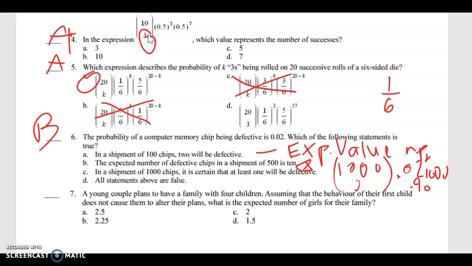Finally, over here, a young couple plans to have a family with 4 children, assuming that the behavior of the first child does not cause them to alter plans. What's the expected number of girls for their family? Okay? np.